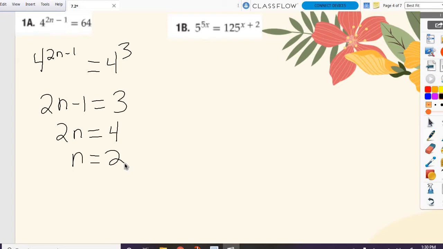Then we have 5 to the 5x equals 125. Well, 125 is going to be 5 to the third, and then we still have our x plus 2 there.